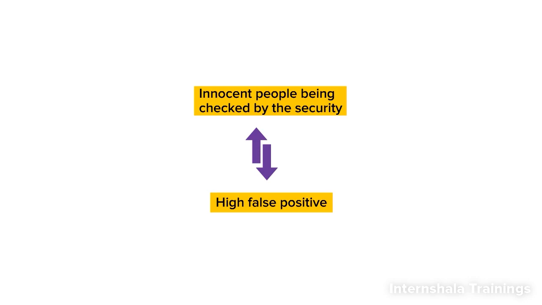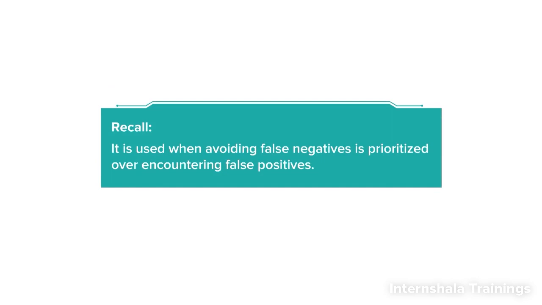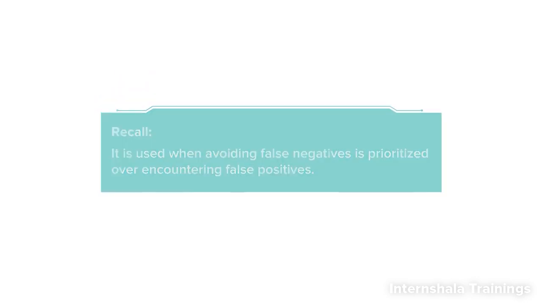The idea of trying to catch the people having weapons leads to all the innocent people being checked by security, which is analogous to a high false positive rate. So in a nutshell, recall is used when we cannot afford to have false negatives, or avoiding false negatives is prioritized over encountering false positives.